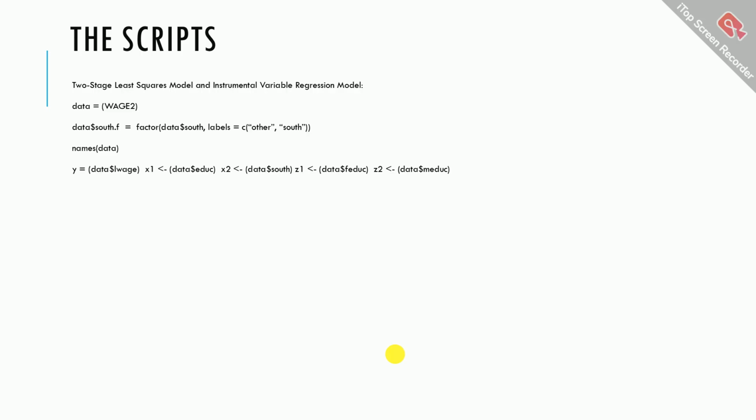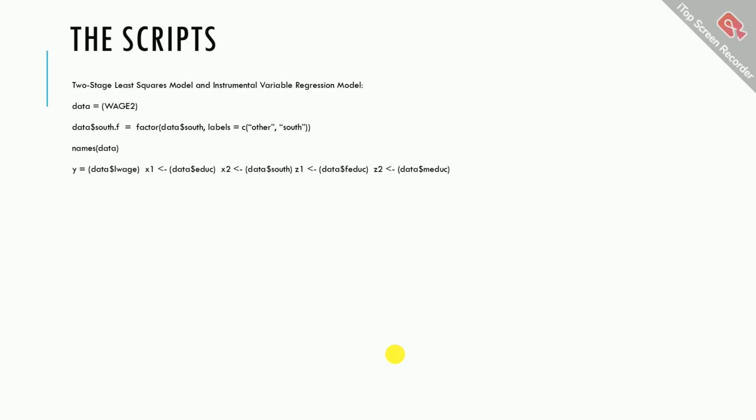In the first stage I'll be regressing education on mother education, father education, and one of the explanatory variables, that is the categorical variable south, and then in the second stage I'll be regressing log of wage on education, subject to the condition that I'll be using the predicted values of the first round regression, and then I'll have this as a two stages least square.